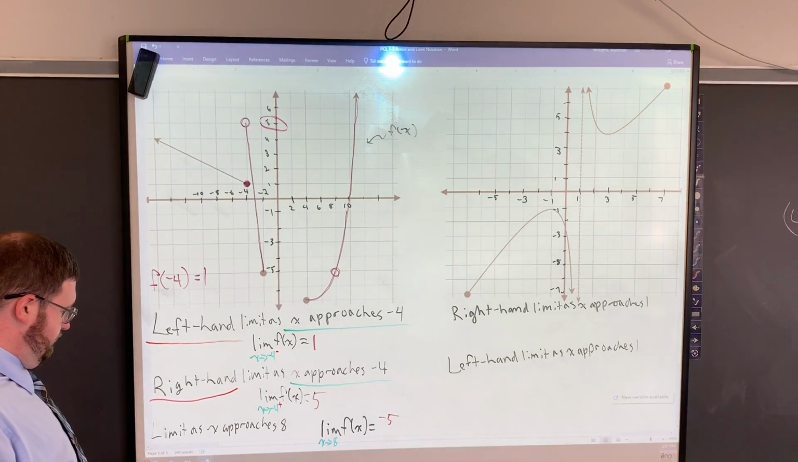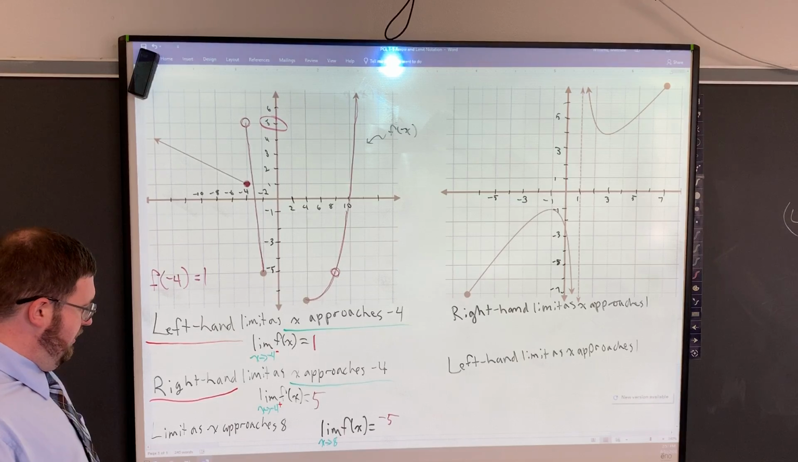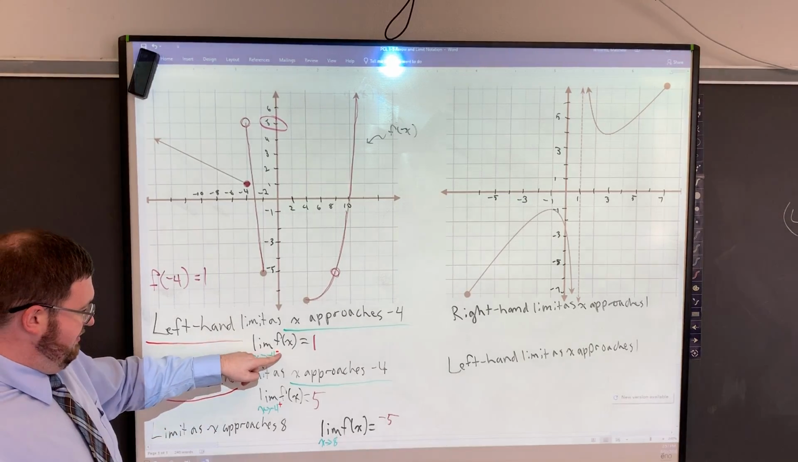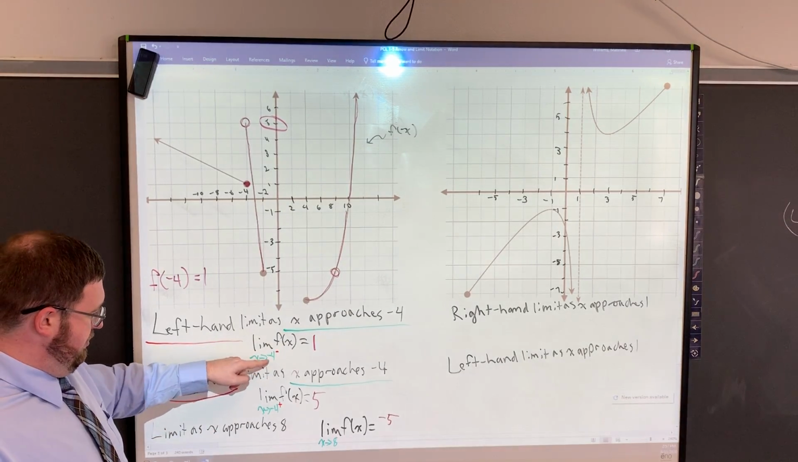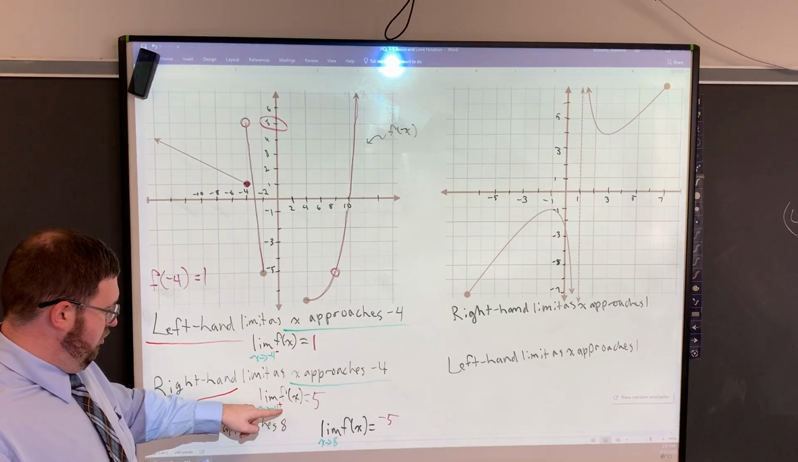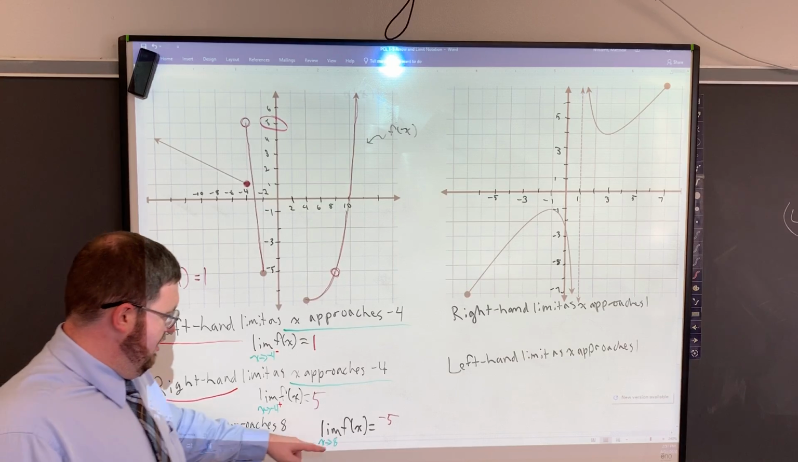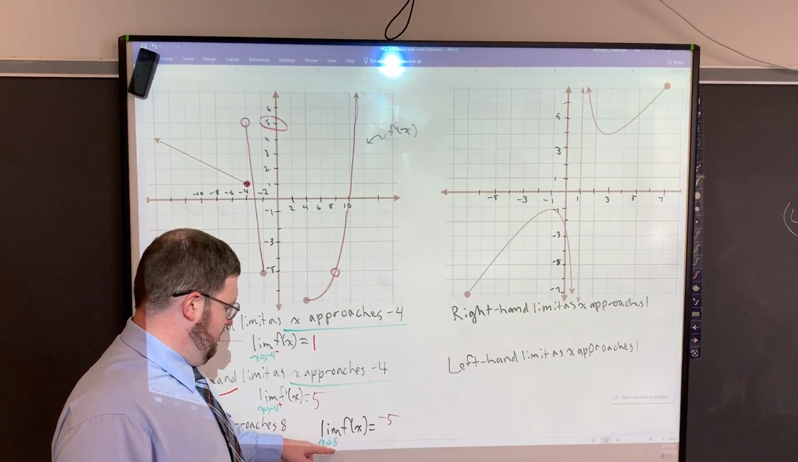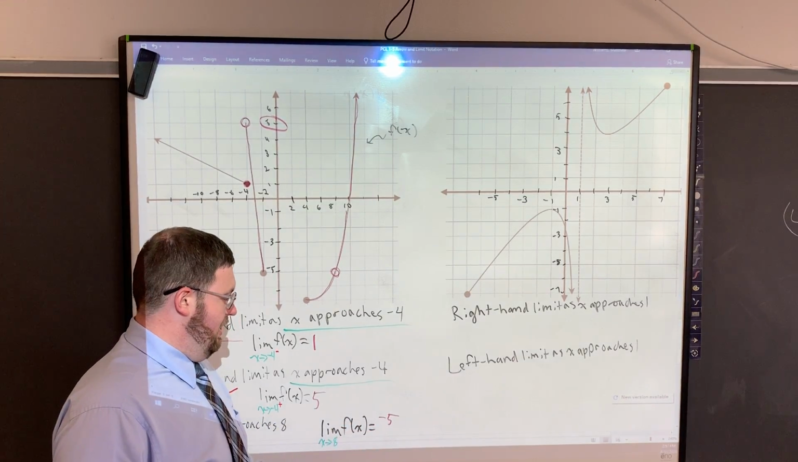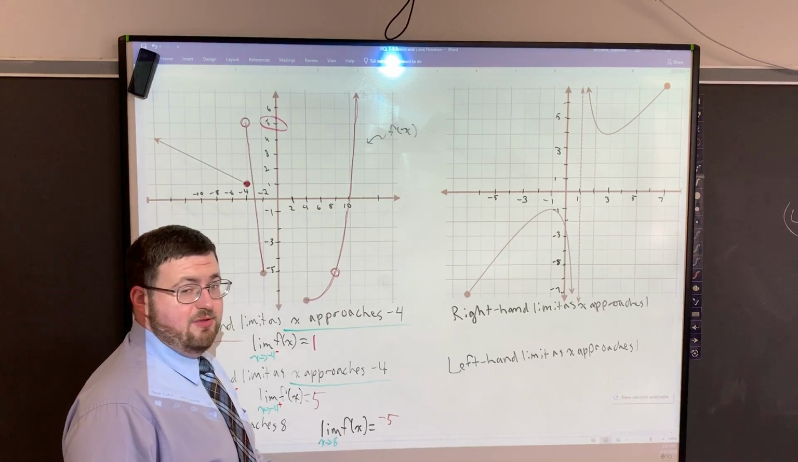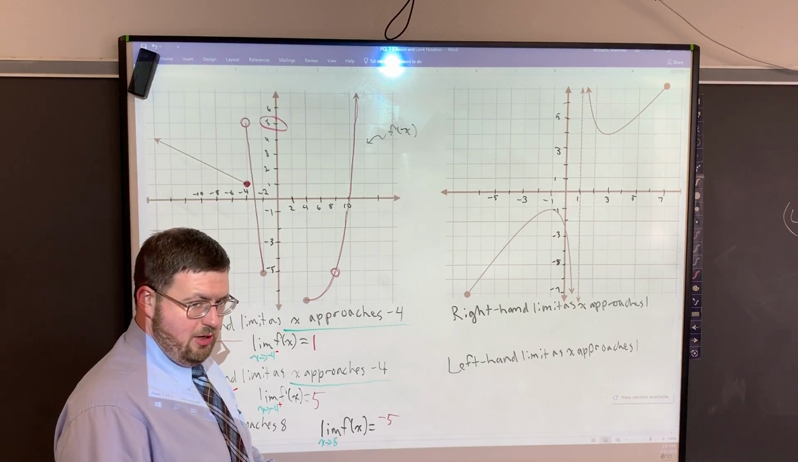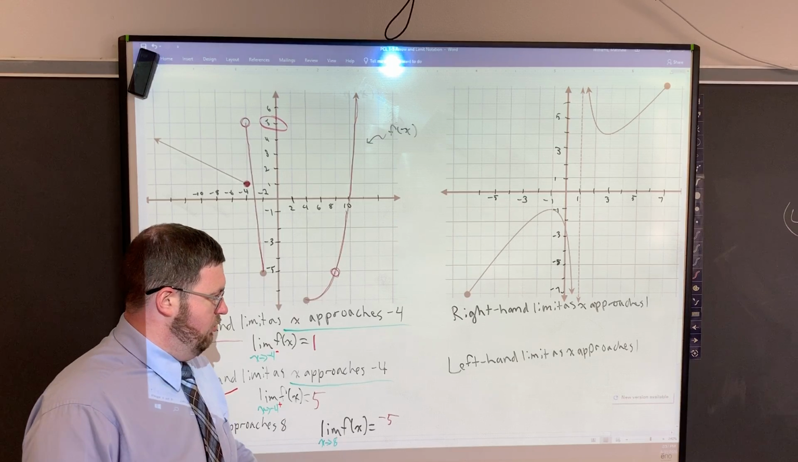So, again, this one is pronounced the left-hand limit of f of x as x approaches -4 equals 1. The right-hand limit of f of x as x approaches -4 equals 5. The limit of f of x as x approaches 8 equals -5. And yes, I know that it's not read from left to right like most stuff is, but it's just kind of the way it is.